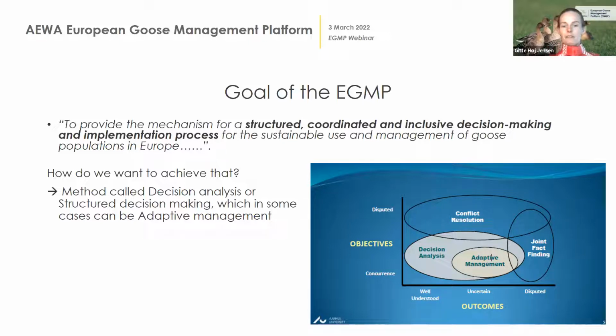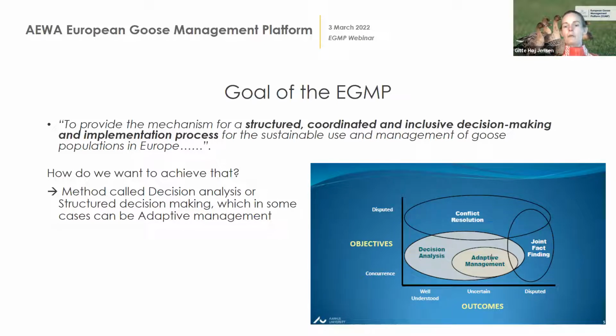Because when we are taking a decision, we need to have some objectives. Furthermore, we have actions which will lead us closer to the objectives that we might have. But when doing our actions, if we have no idea about how our actions actually work, so the outcomes are very disputed, then we need to do some joint fact findings so we know at least what kind of action we shall do and maybe also at what levels.